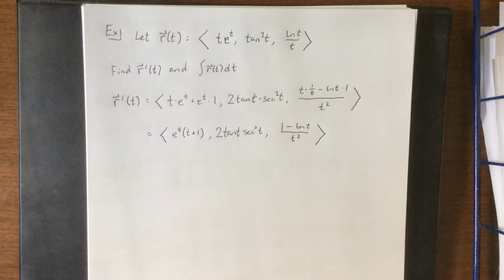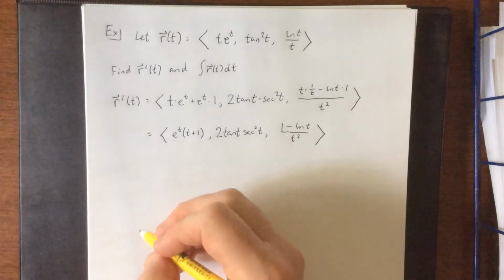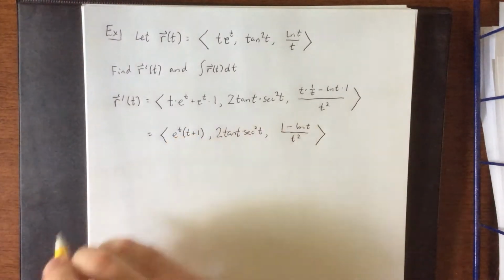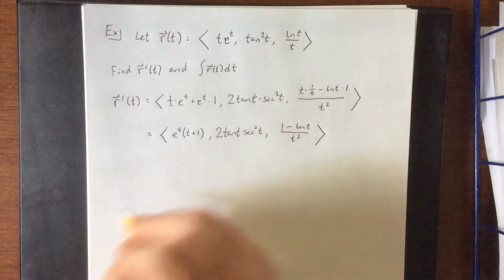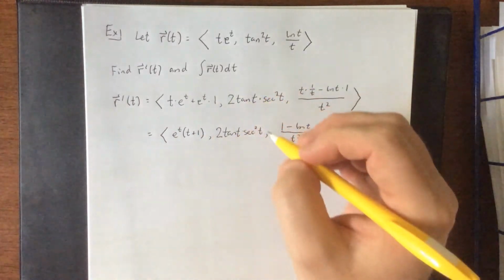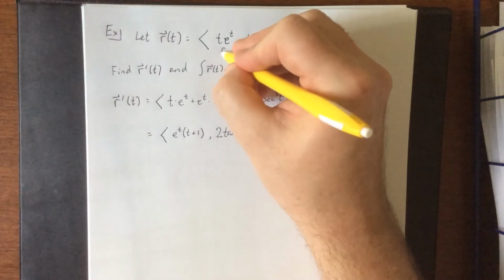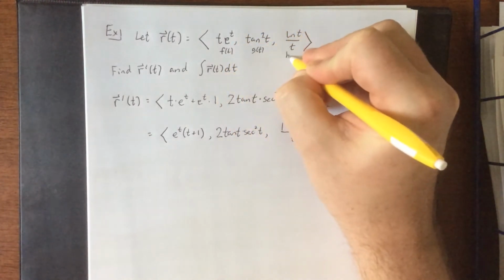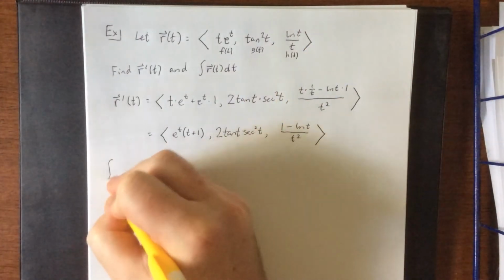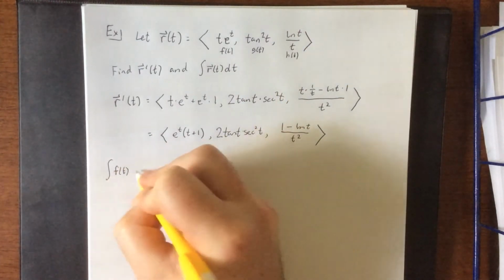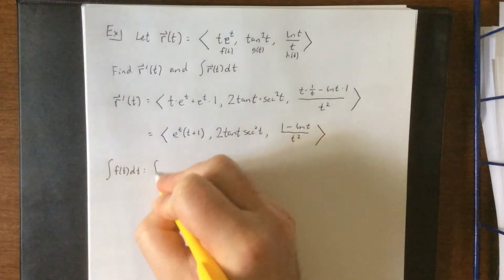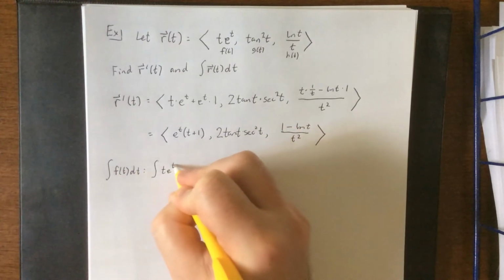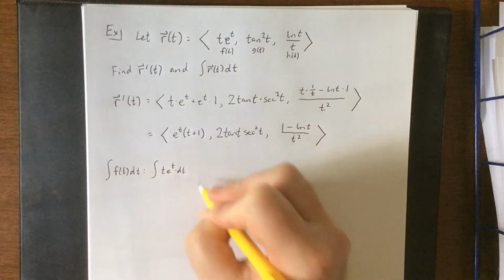Now, as far as antiderivatives are concerned, I'm going to recommend that you treat them one at a time rather than trying to do all 3 at once, because they're all going to use different techniques. For housekeeping purposes, we'll call these functions f of t, g of t, and h of t. So we'll start with the indefinite integral of f of t, dt. So the integral of t e to the t, dt.